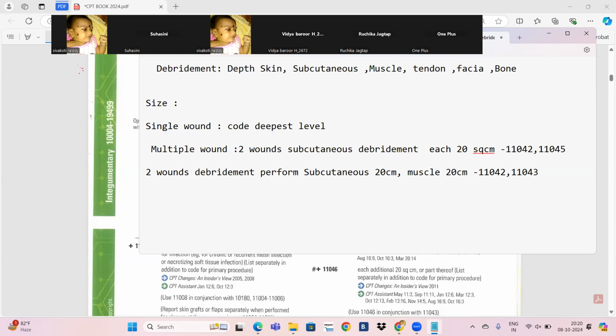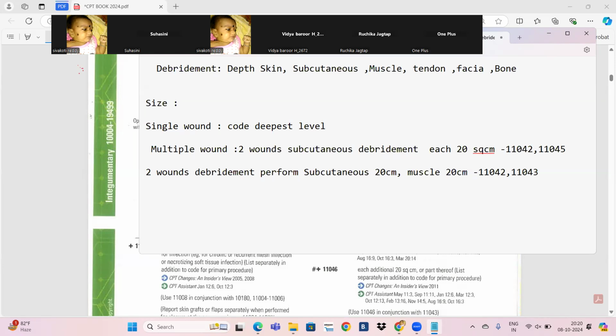If they didn't mention depth or type, you need to raise the query. If they didn't give how they performed the debridement, then you need to raise the query for type also, either excisional or non-excisional. If they didn't mention depth, then you need to raise the query for depth. Okay.